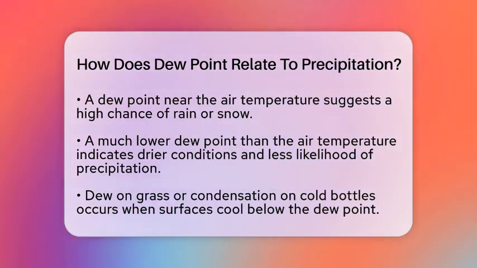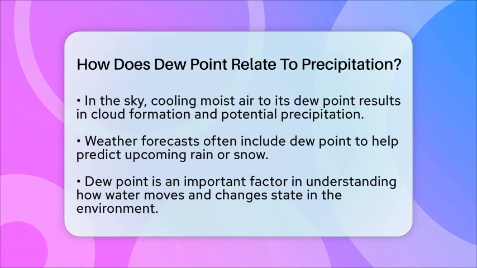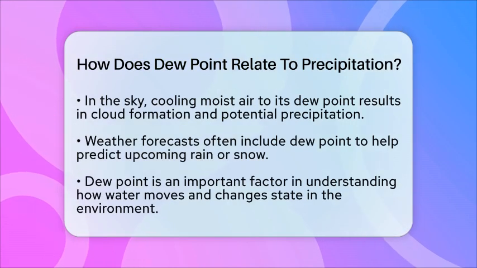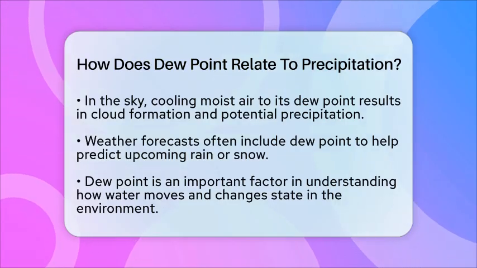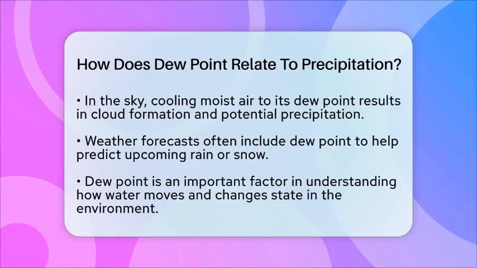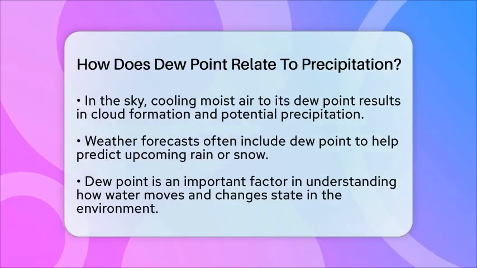You might notice dew on grass or condensation on cold bottles. That happens because surfaces cool below the dew point of the surrounding air, causing moisture to condense. In the sky, when warm, moist air cools to its dew point, clouds form, and precipitation can follow.